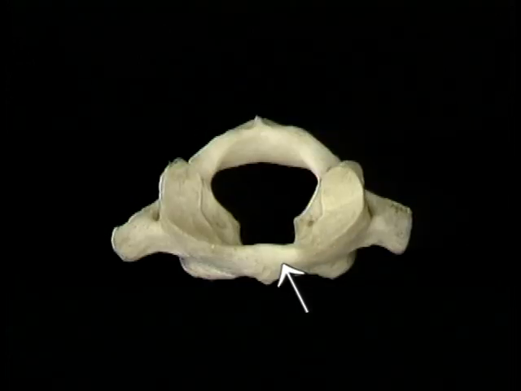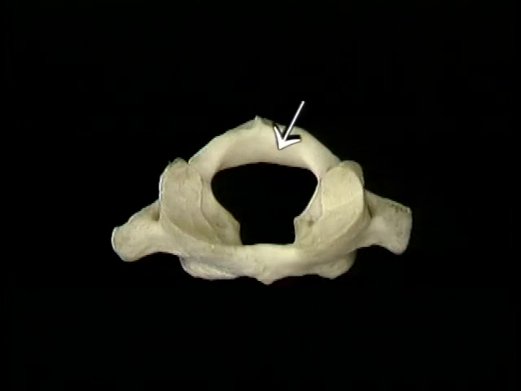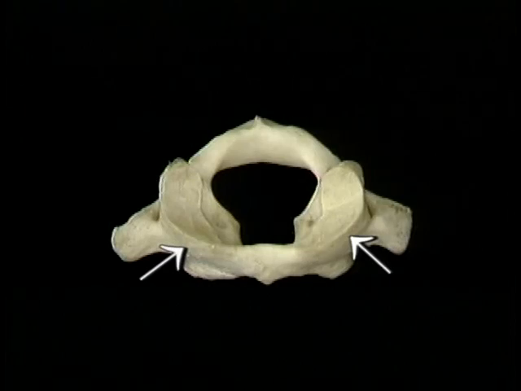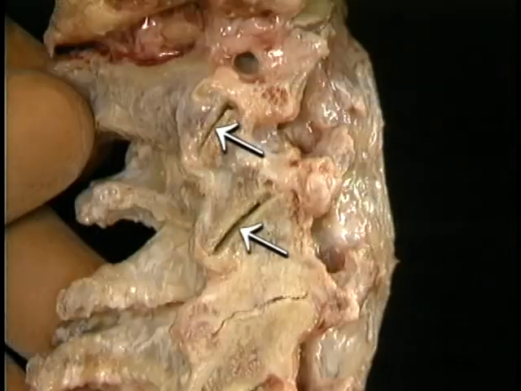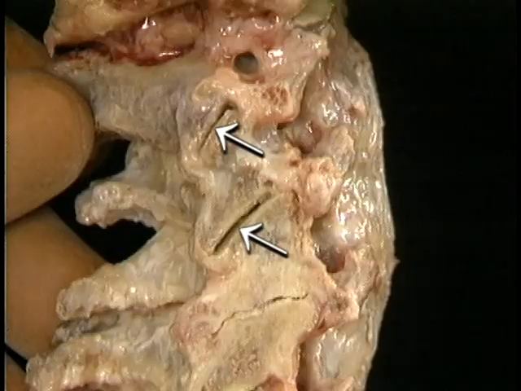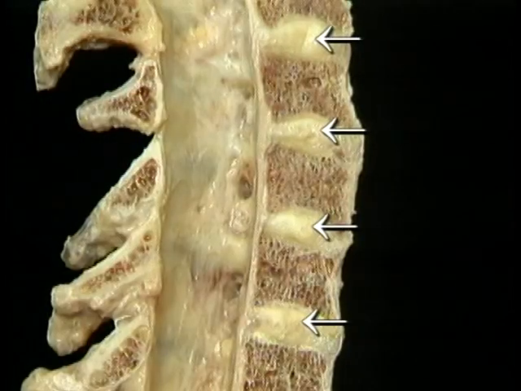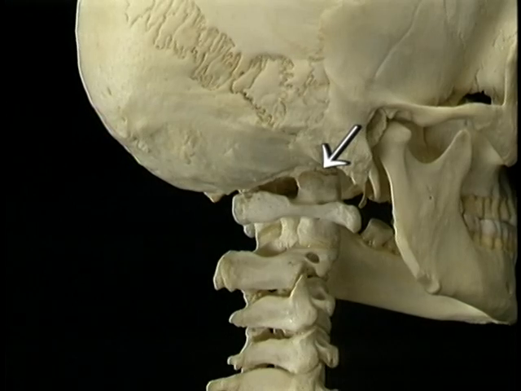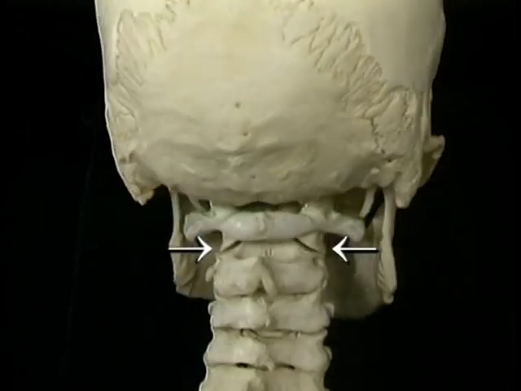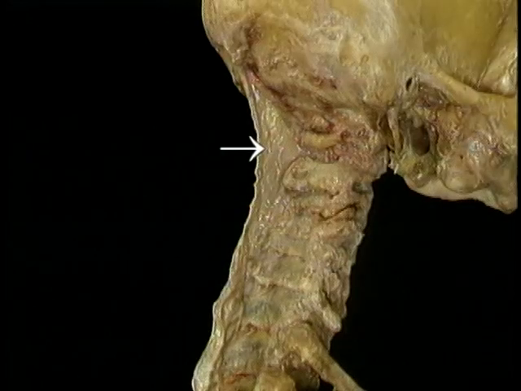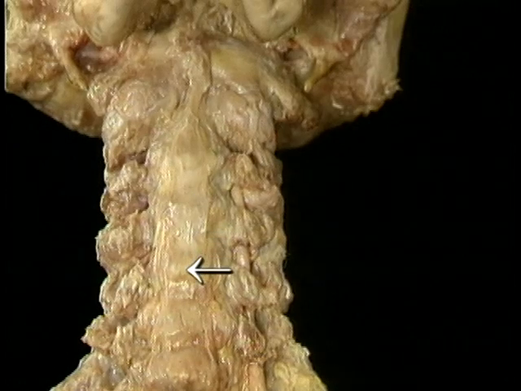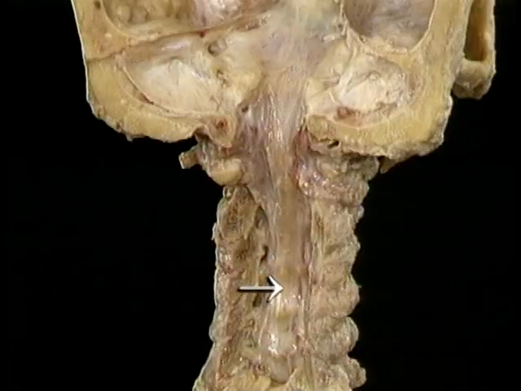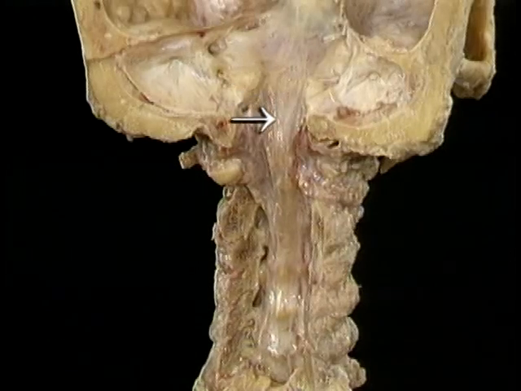On the atlas vertebra, here's the anterior arch, the posterior arch, and the lateral bodies. On the axis vertebra, here's the odontoid process. Here are the intervertebral joints and the intervertebral discs. Here are the atlanto-occipital and atlanto-axial joints. Here's the nuchal ligament, the anterior longitudinal ligament, the posterior longitudinal ligament, and the tectorial membrane.